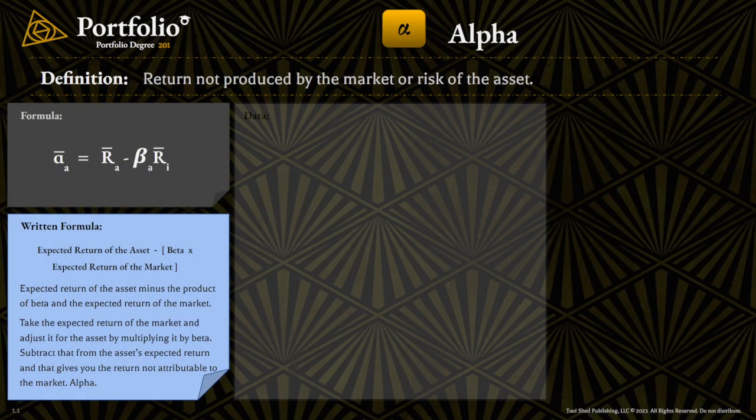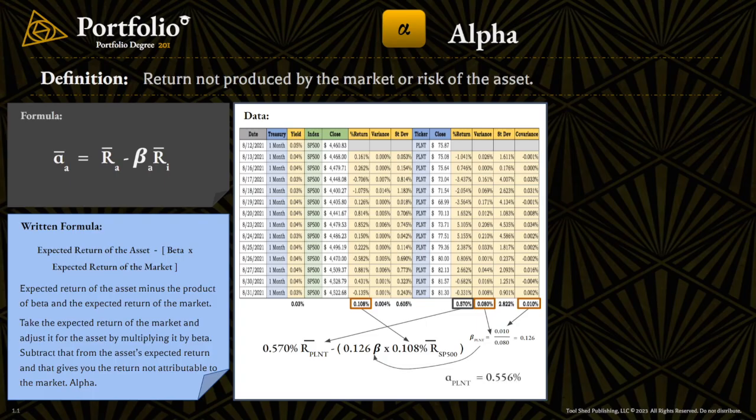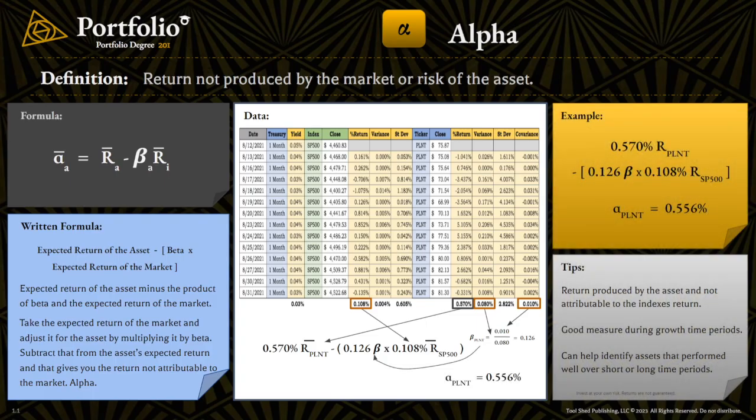Getting into alpha. Alpha is really the metric that helps you understand the portion of an asset's return that's produced by the asset itself and not the market. Now, there are several ways to calculate alpha. The way that we coach is to take the expected return of the asset and subtract that from the product of beta and the expected return of the market. So when you take beta and multiply it by the market's expected return, that tells you how much return the market produced. Then you subtract that from your asset's expected return to figure out how much of the total return was not explained by the market movements.